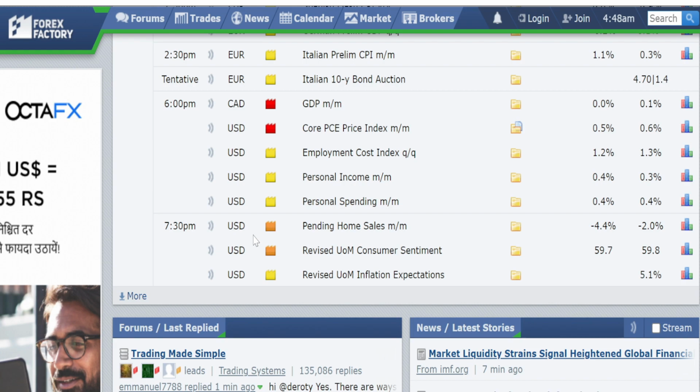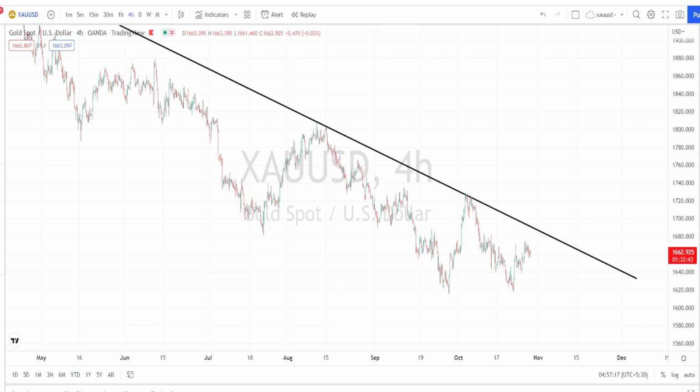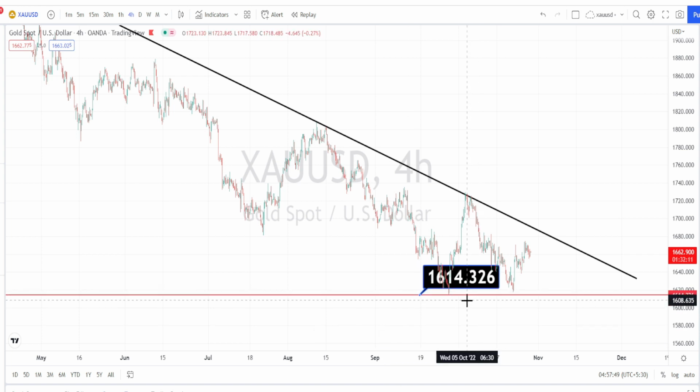Let us begin our gold analysis. I'm in 4 hours time frame, and from the daily time frame we know that the current trend of the price action is still in a bearish trend because it is trading below this resistance line from the daily time frame. And we also know that this level of 1614 is acting as a very strong support because we have noticed the price retrace up to this support level and bounce back on the bullish side retracement.